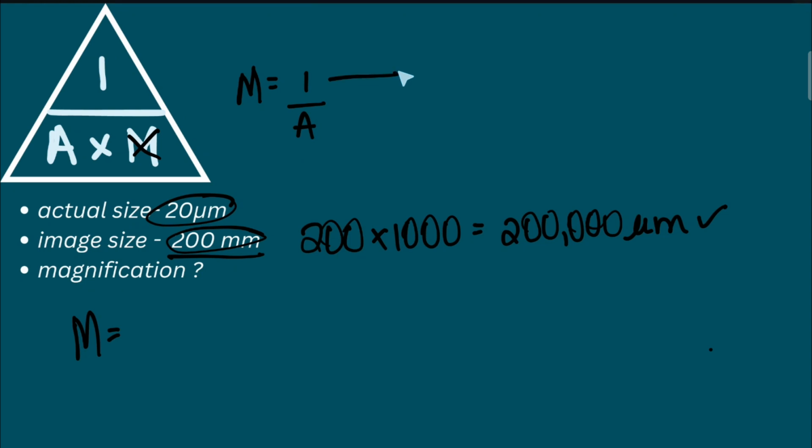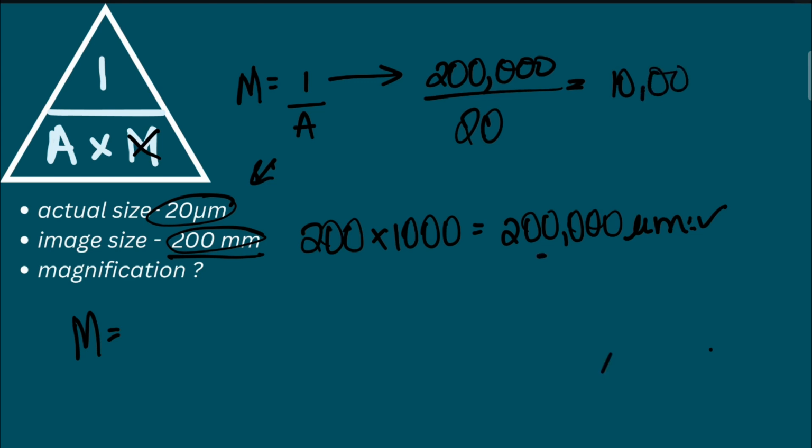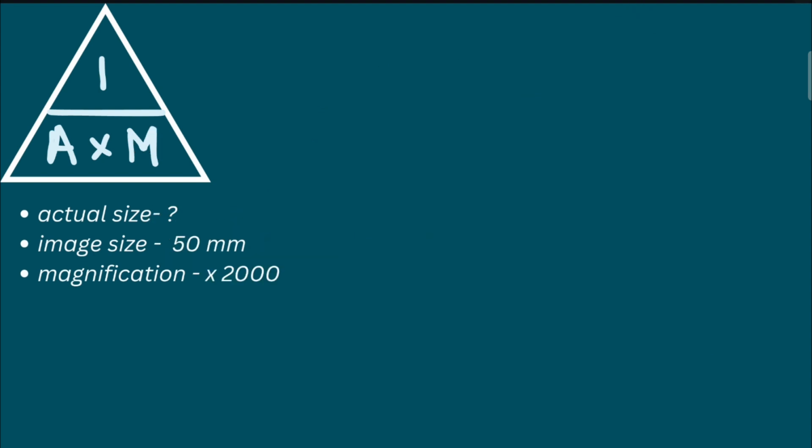Now we can easily find the magnification, right? Image size. What is the image size? 200,000 micrometers. What is the actual size? Mentioned here, 20 micrometers. So when you divide this, what do you get? You get 10,000. Right? So the magnification now is times 10,000. Easy, right? Simple. Okay, let us move on.